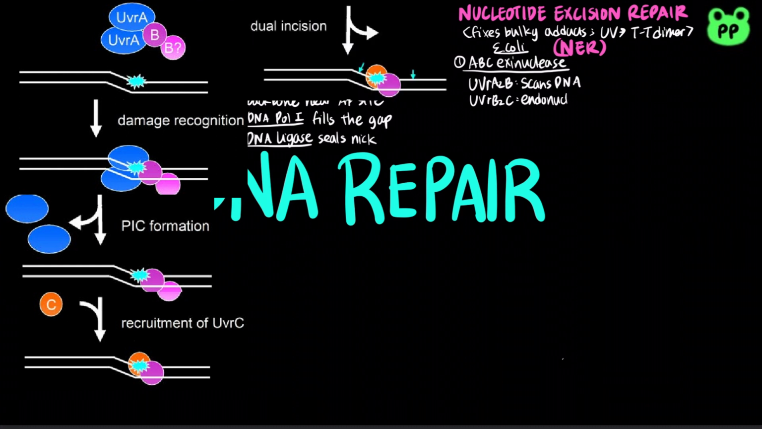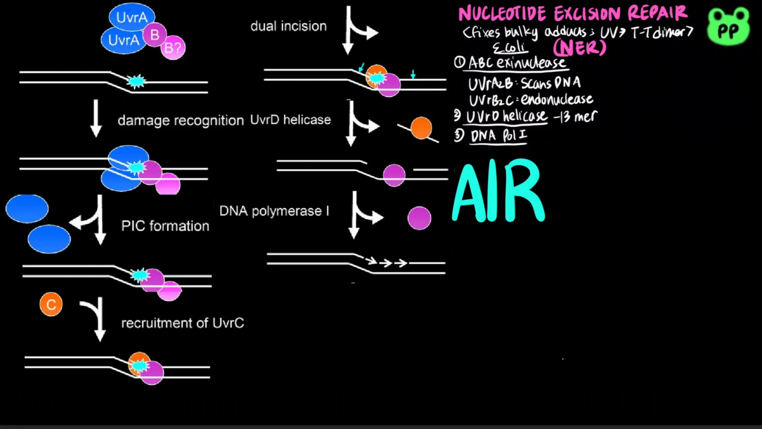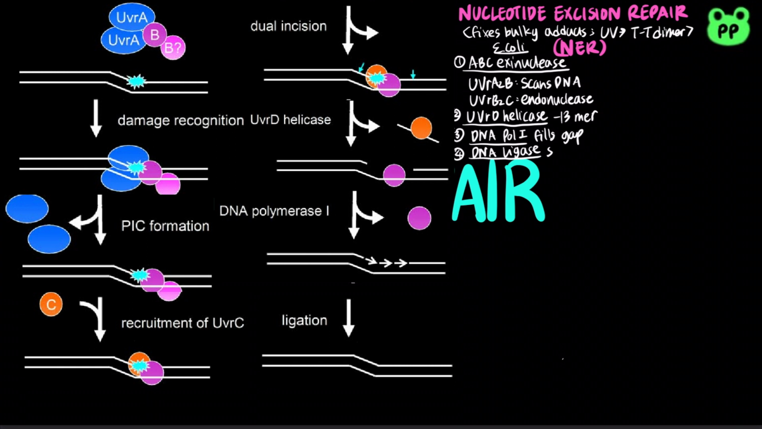The UvrB makes an incision at the 5th phosphodiester bond on the 3' side of the lesion, whereas UvrC makes an incision at the 8th phosphodiester bond on the 5' side. UvrD helicase, also known as DNA helicase 2, then removes 13 nucleotide fragments. DNA polymerase 1 fills the gap and DNA ligase seals the gap.